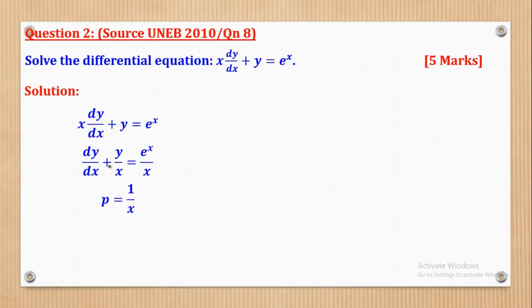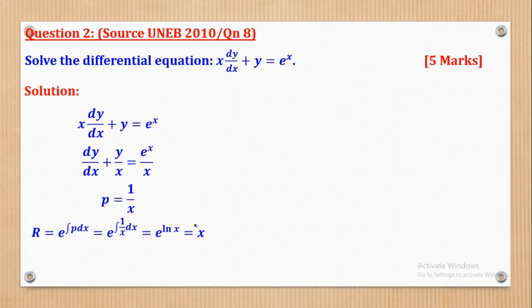Therefore, the integrating factor will be equal to the exponential of the integral of p dx. And p is 1 over x, so I'll come and put it here. When I integrate 1 over x, I'll come up with ln x. Now this ln and this exponential cancel, remaining with only x, which is here. Therefore, x is our integrating factor.